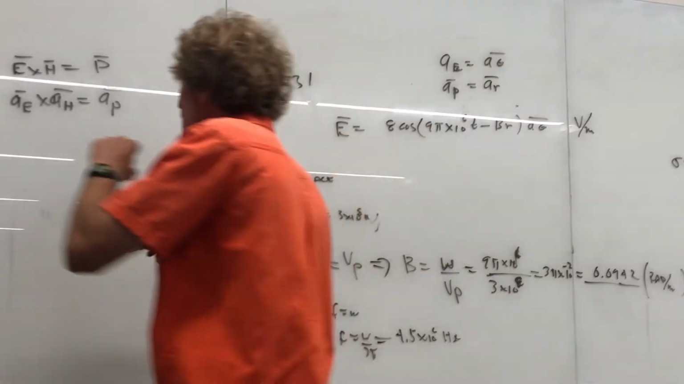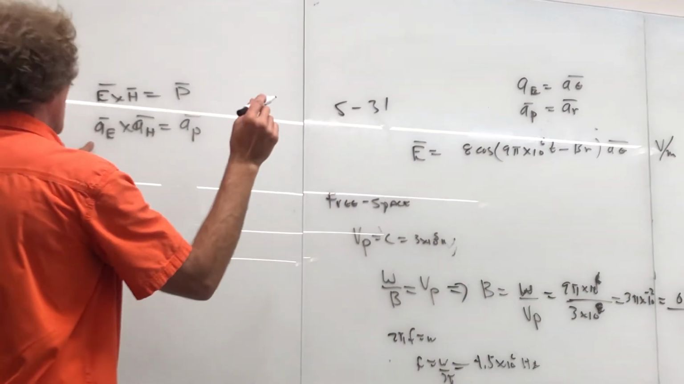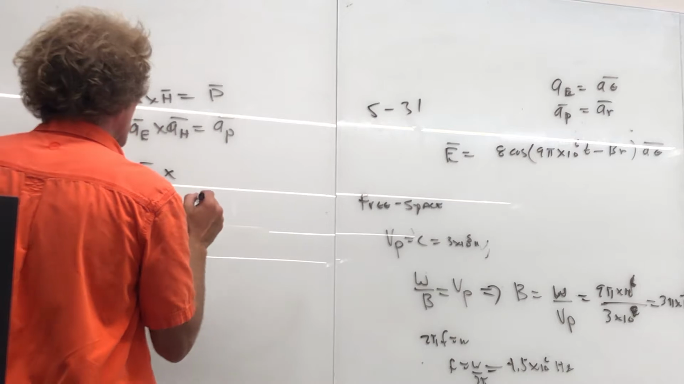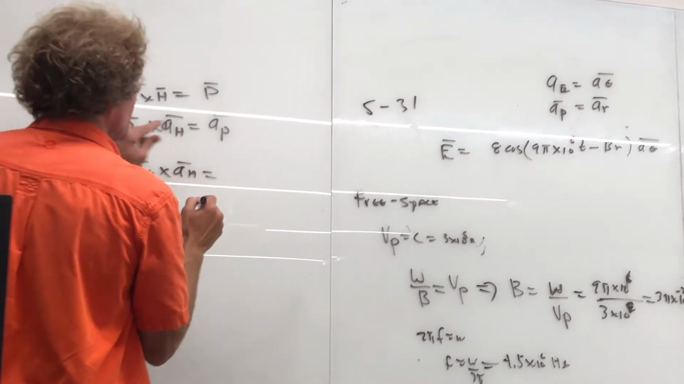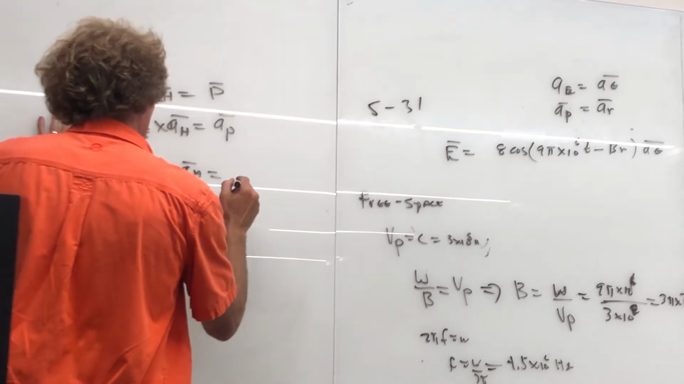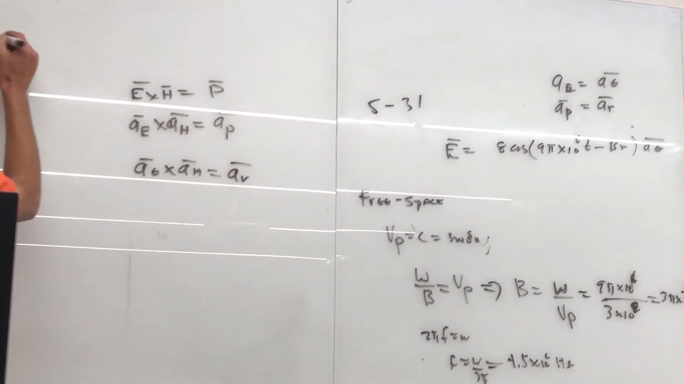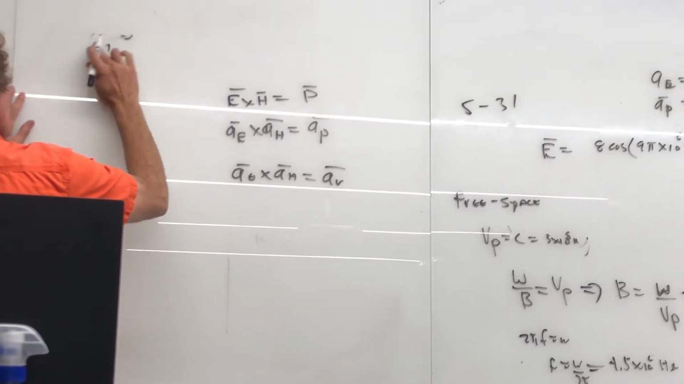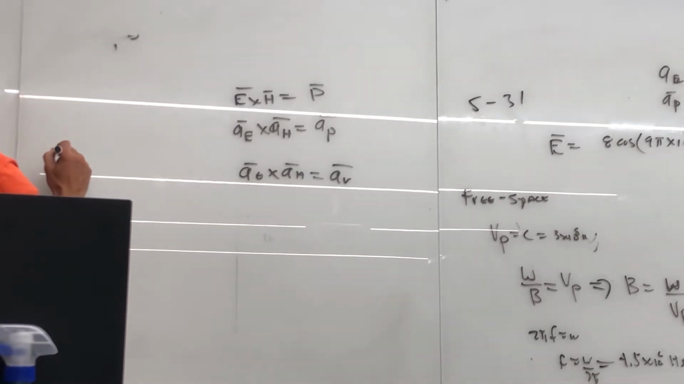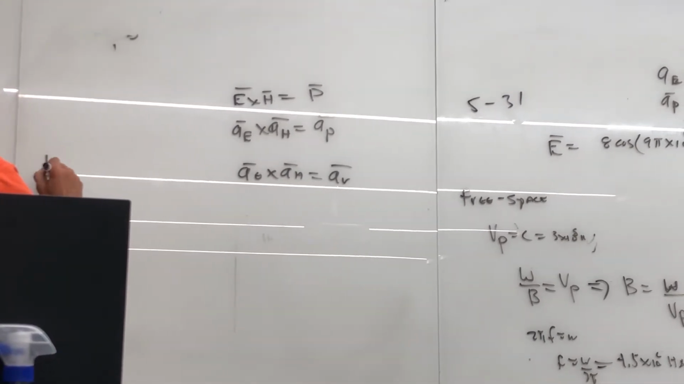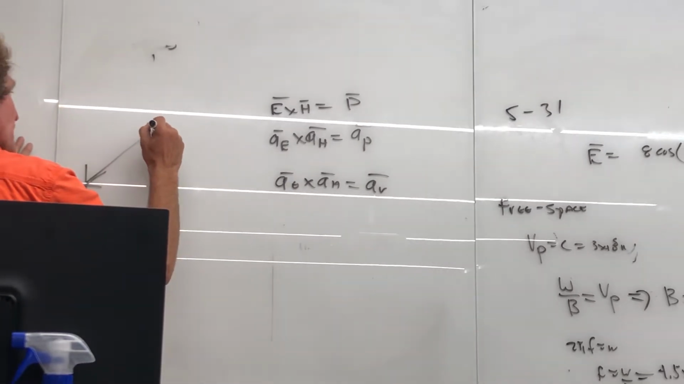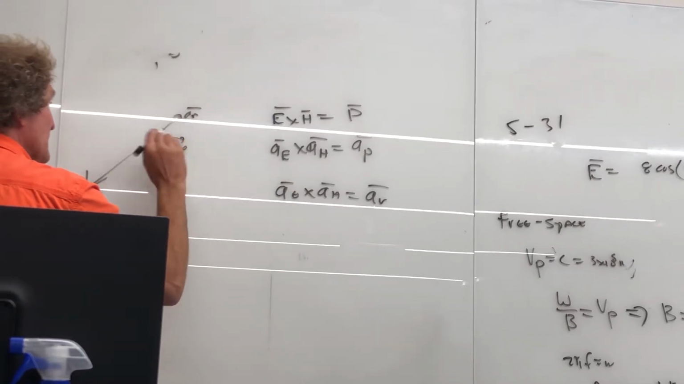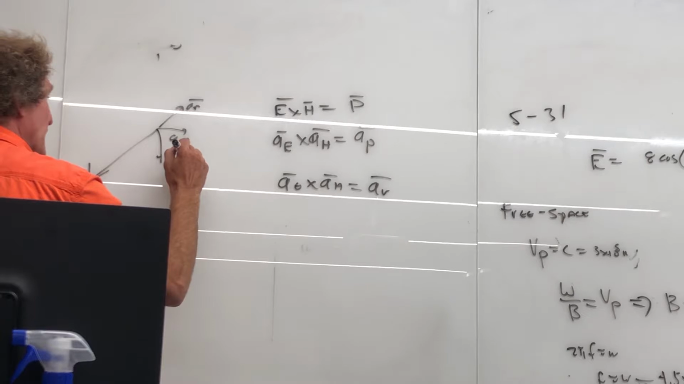Now I know the unit vector in the direction of the E field is A theta, right? Crossed with a unit vector in the direction of the H field is equal to a unit vector in the direction of propagation, which is AR. I should draw this. When you're thinking about vector senses, this is the origin, and you have a vector. AR would be radially outward, A phi is in that direction, and A theta is coming down.